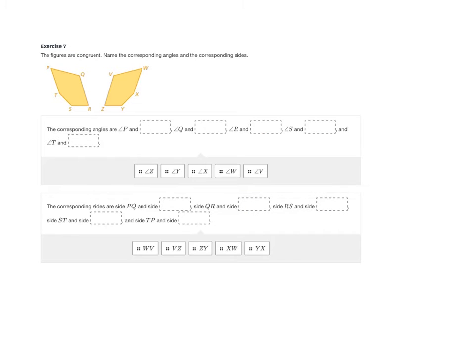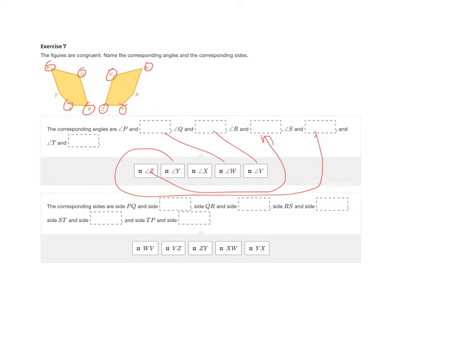Exercise 7, angle P. What corresponds with angle P? That would be angle W. Angle Q corresponds to angle V. Angle R corresponds to angle Z. And angle S corresponds to angle Y. I guess there's one more. And then we've got angle T corresponding to angle X.